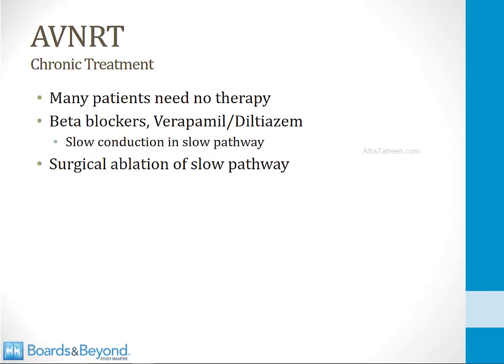There are a number of treatment options available for patients with AV-NRT. Many patients have infrequent symptoms and they require no therapy at all. Other patients can be placed on beta blockers or calcium channel blockers like verapamil and diltiazem. These drugs slow conduction in the slow pathway, and they often prevent the arrhythmia from occurring. And then finally, for patients with very frequent symptoms, there is a surgical procedure to ablate the slow pathway, and this can make the arrhythmia permanently go away. And that concludes our video on AV-NRT.